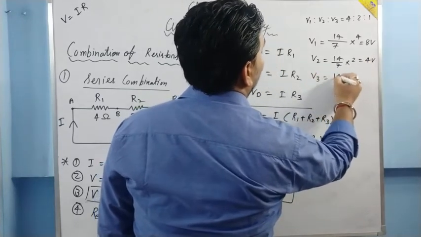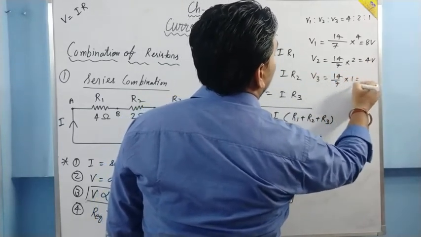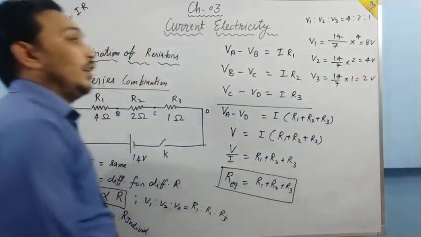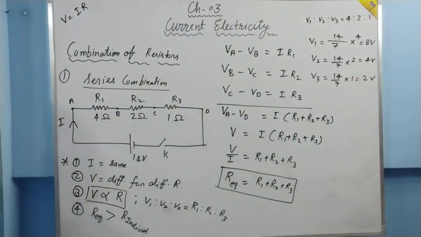V3 will be 14 upon 7 multiplied by 1. It will be 2 voltage. 8 plus 4 plus 2, if you add them, it will be 14. Is it clear? So this is how we calculate potential drop if it is asked.